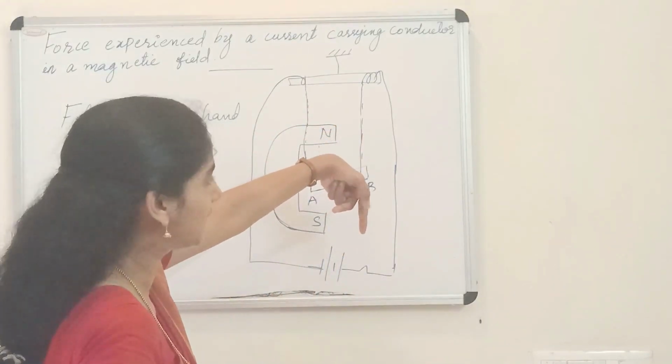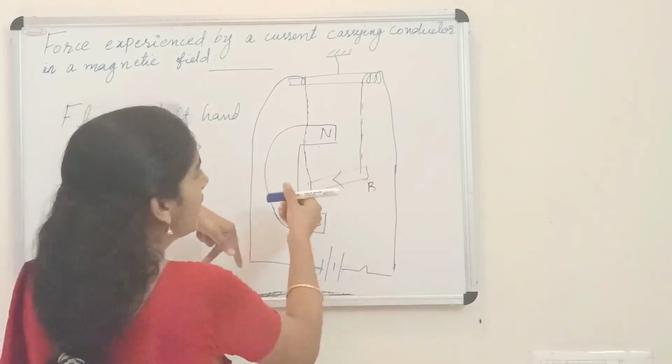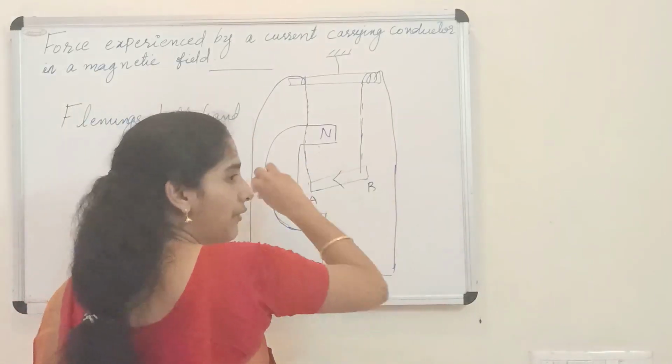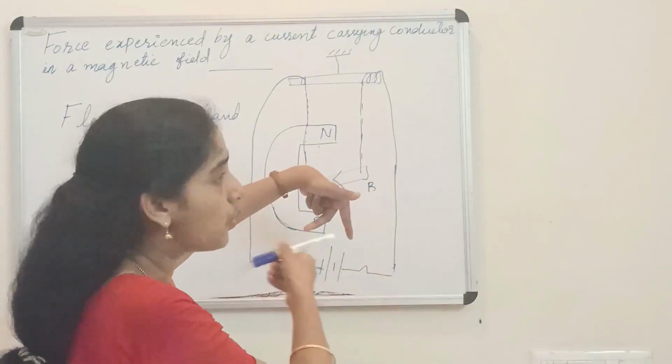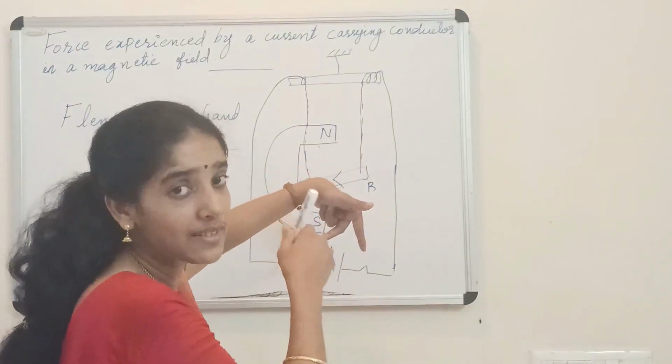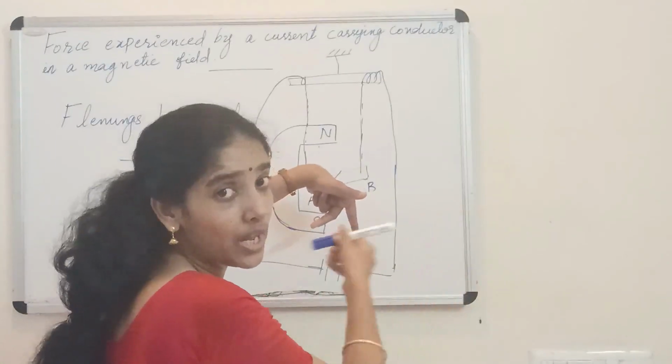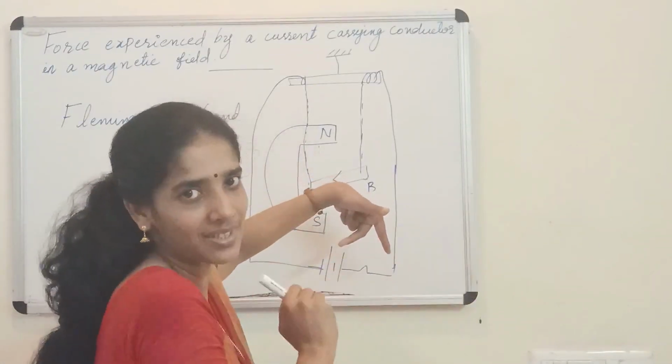Now let us open the thumb. So the thumb is in which direction? Away from the magnet, right or left? It is right. That means the conductor gets the force in which direction? Right, or outward, out of the magnet.